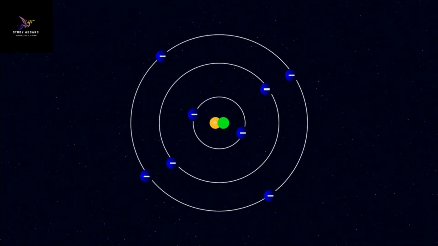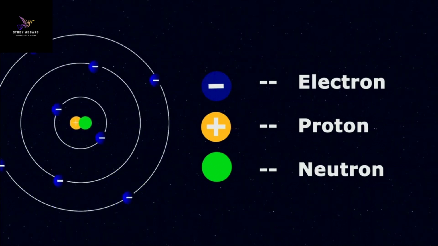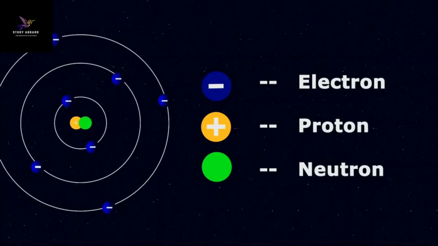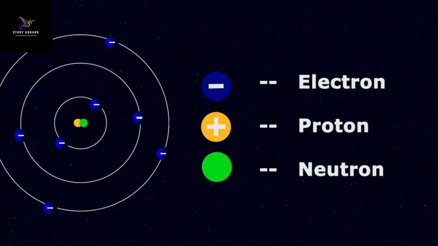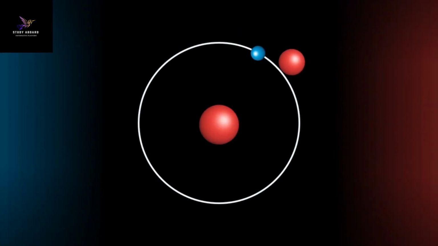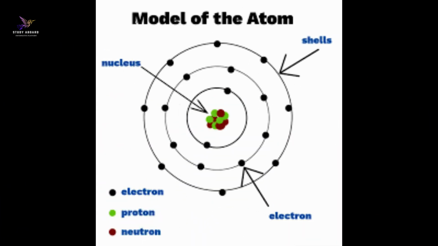Atoms are divided into more subatomic particles, which are known as electrons, neutrons, and protons. Electron has a negative charge, proton has a positive charge, and neutron has a neutral charge. Electrons have their own orbit, and protons and neutrons are packed into a very small dense ball. The orbit of an electron is also known as atomic orbitals.